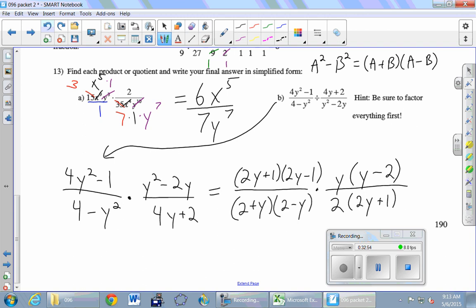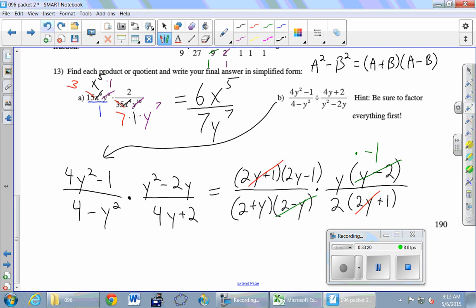What did we find that we can cancel? 2y plus 1, 1 there, 1 there. Anything else? 2 minus y and y minus 2. That's not exactly the same, but it's that a minus b, b minus a pattern. Remember this one? So 2 minus y, y minus 2. I'm going to just put that as a times negative 1.